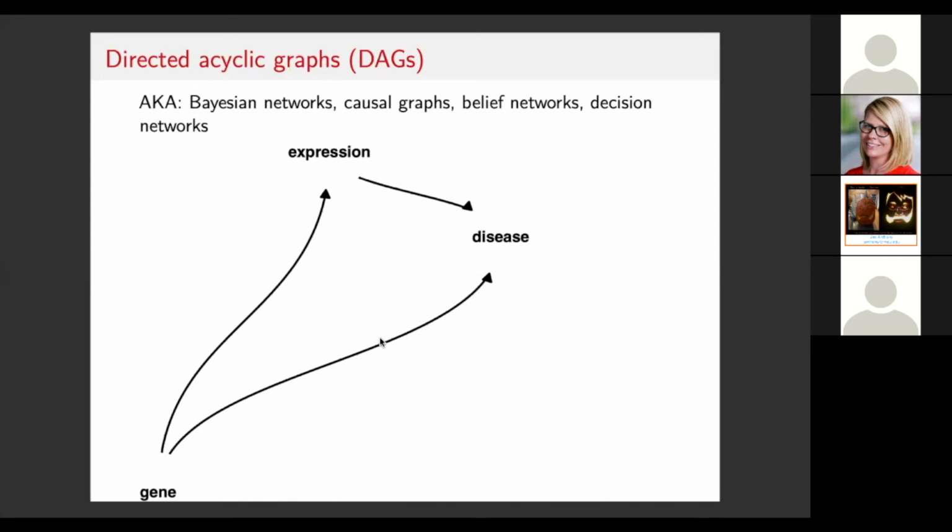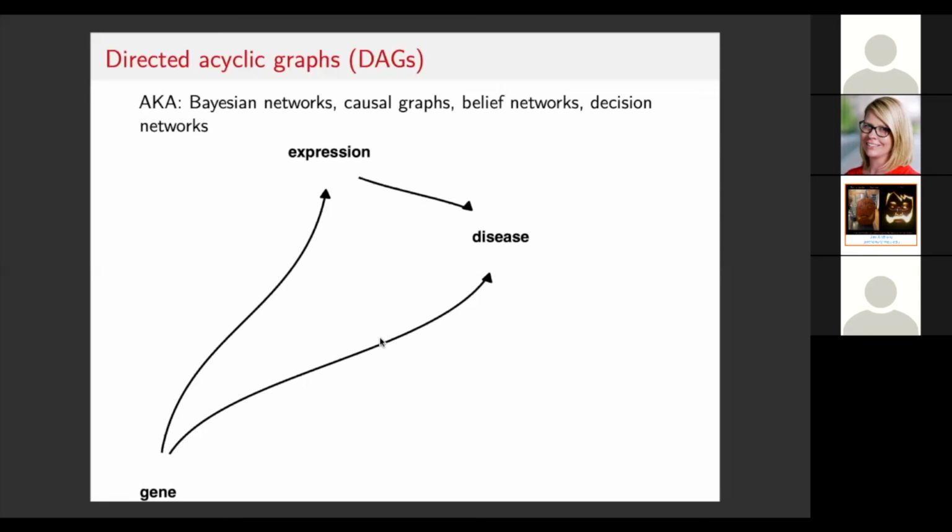So now I'll go into the directed acyclic graphs framework, which is a very intuitive and, at the same time, very elegant way to express causal information. The term directed acyclic graphs is the mathematical term. We are using it here to express causal information, so maybe we can call it causal graphs. These are also known as Bayesian networks, belief networks, decision networks, and so on.